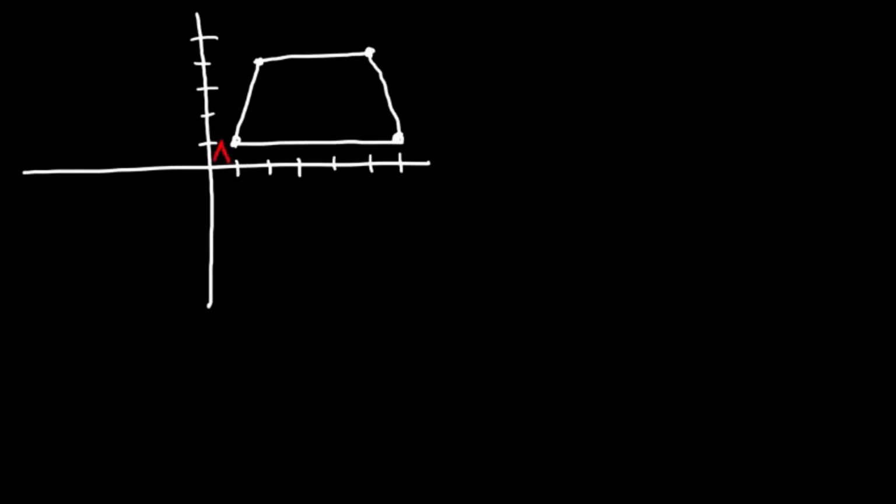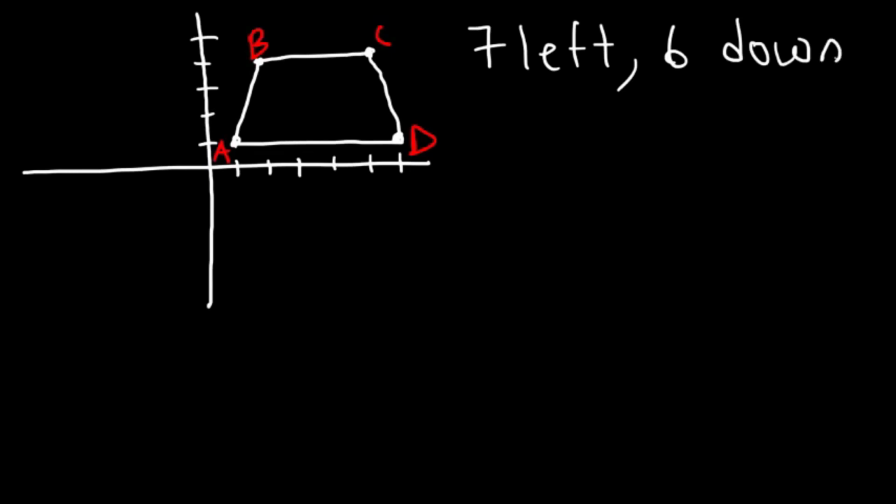So let's say this is point A, B, C, and D. What I want you to do is pause the video and shift the graph 7 units to the left and 6 units down. So follow the same process, and then once you finish it, unpause the video to see if you have the right answer.